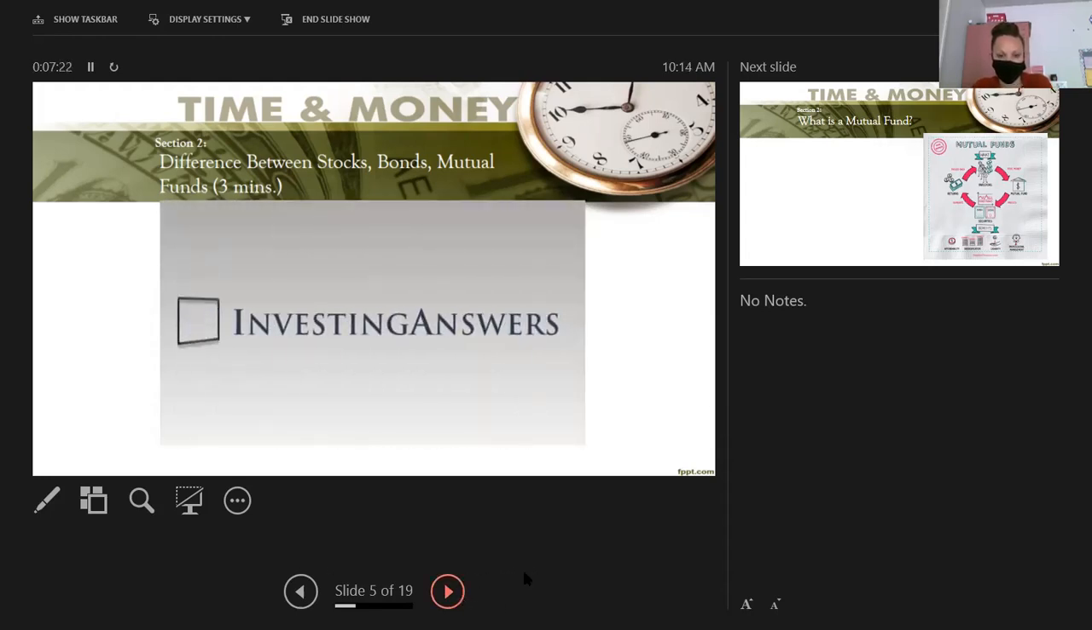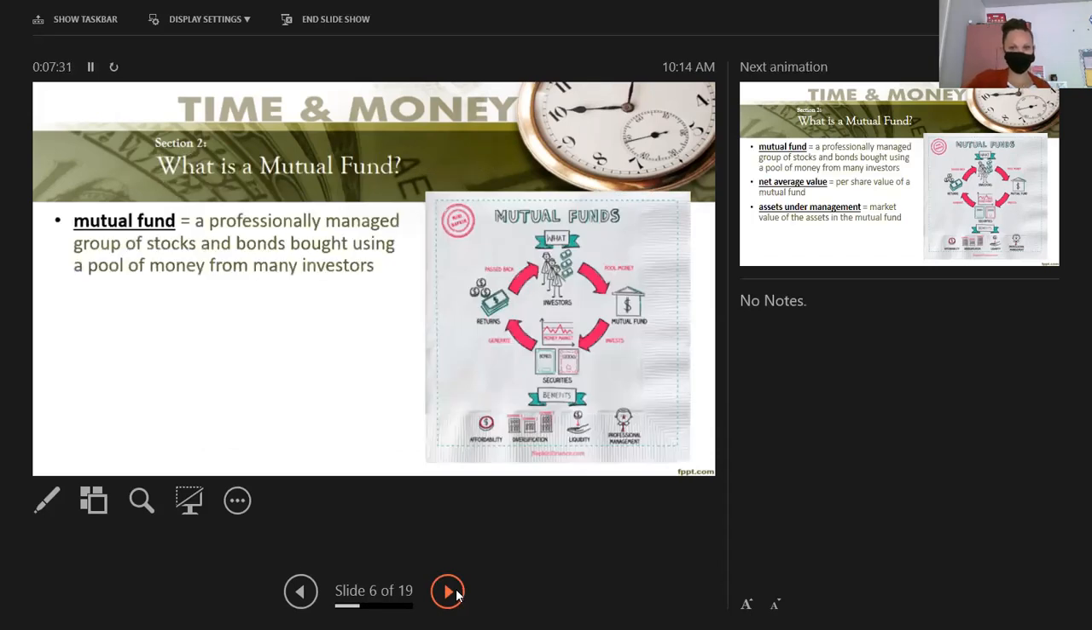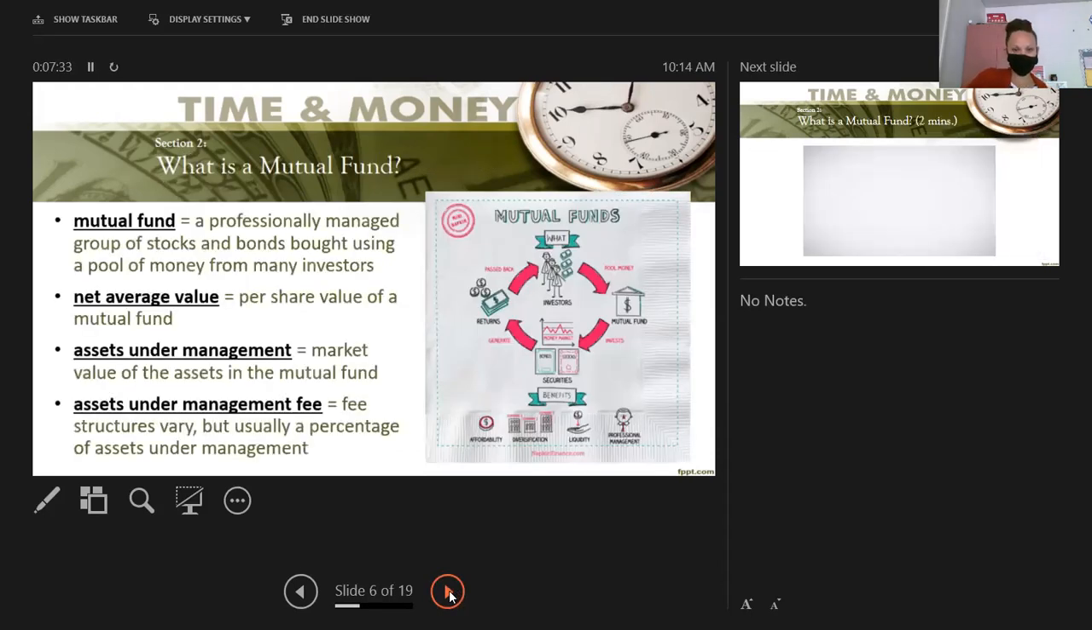For more investing definitions. Okay. So hopefully that gave a little bit of a better idea than just me saying it. There's also one on mutual funds coming up.